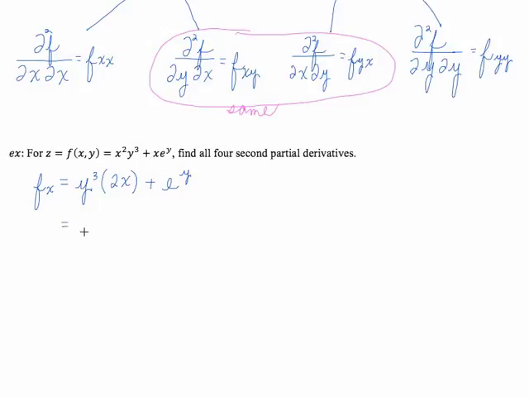And let's clean it up. Let's write it as 2xy cubed plus e to the y. That's my partial of f with respect to x.